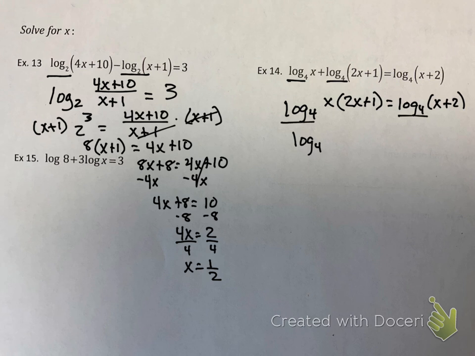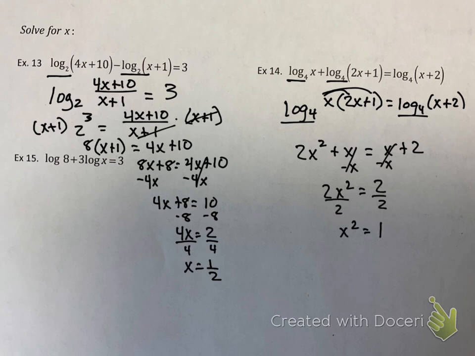So log base 4, and you can see that these are equal. So I'm just going to set those values equal, and we can go ahead and get rid of those logs. So I'm going to multiply this out. So 2x times x is 2x squared plus x equals, and then I'm just going to set it equal to x plus 2 on this side. We subtract x, we get 2x squared equals 2. Divide by 2, we get x squared equals 1. Take the square root of both sides, and x is equal to plus or minus 1. All right.